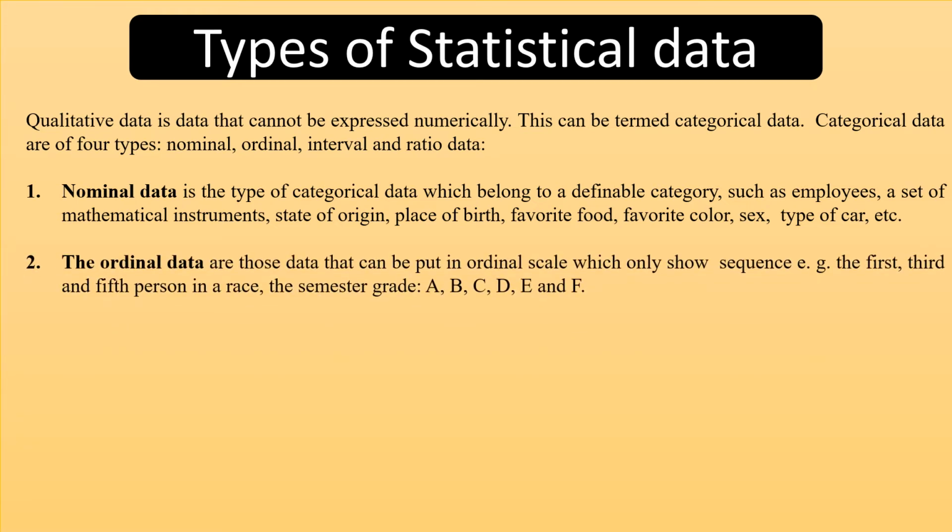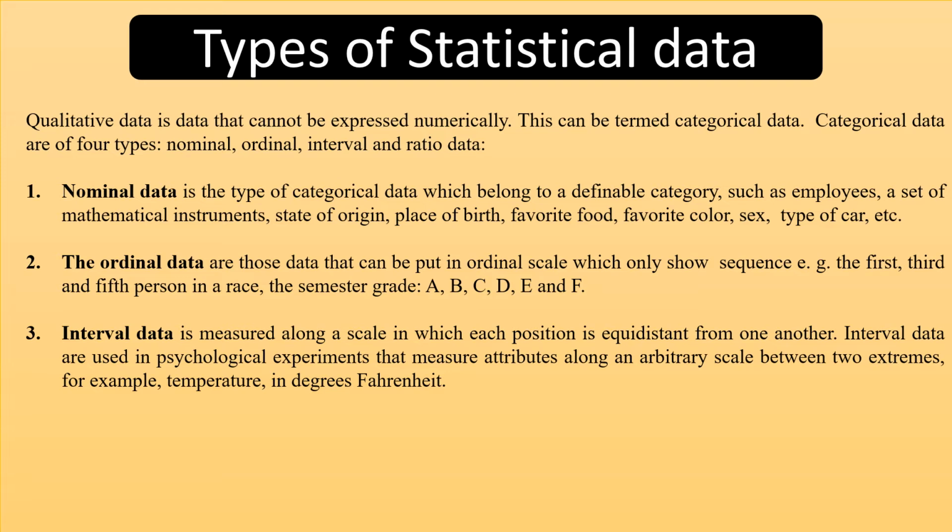The ordinal data are those data that are put into ordinal scale. They are ranked, like academic performance: first class, second class upper, second class lower, third class, etc. First position, second position, the grading system A, B, C, D, E, A star, A, B minus, B star, etc.